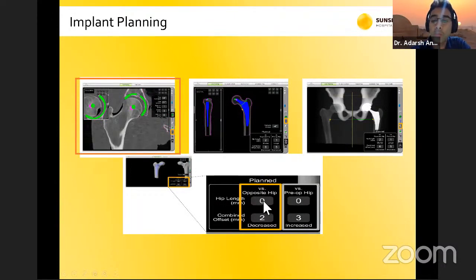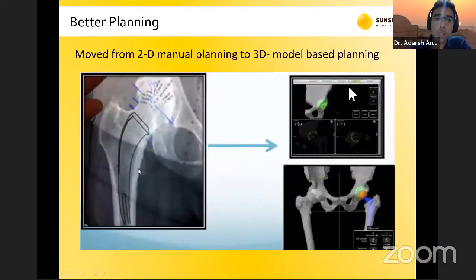You're planning to get it equal to the opposite hip, and you can play around with that just by changing your different kinds of cups and your different kinds of stems. Okay. It also helps you plan the stem size, what is the perfect scratch fit, and it's going to give you a pre-op visualization of the post-op X-ray. This is all about the implant planning.